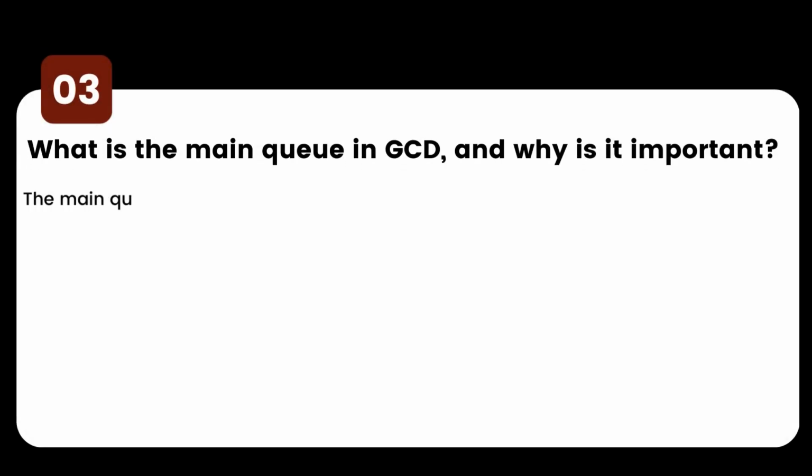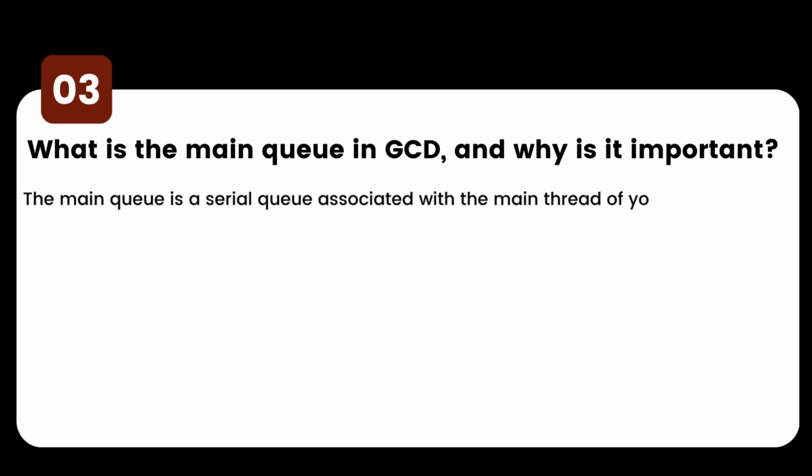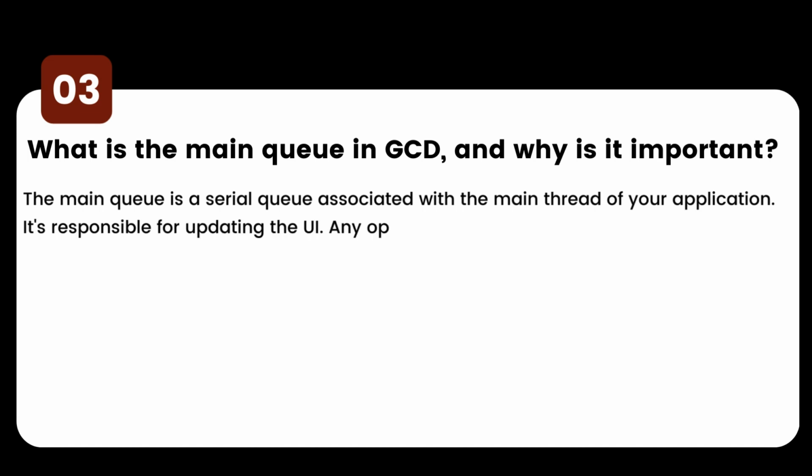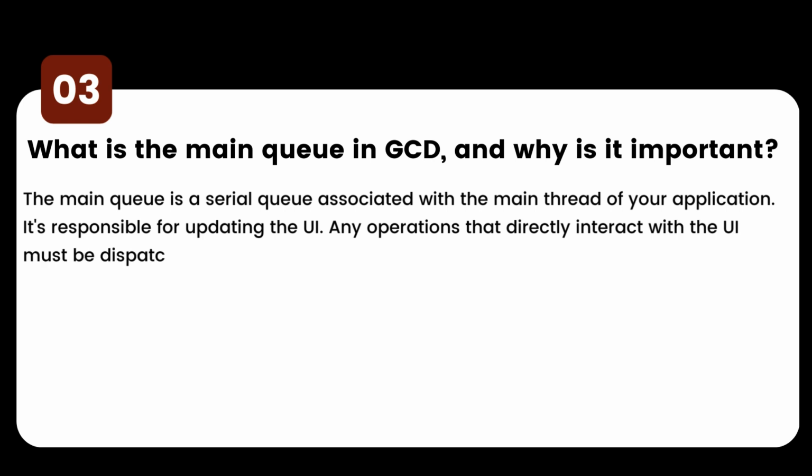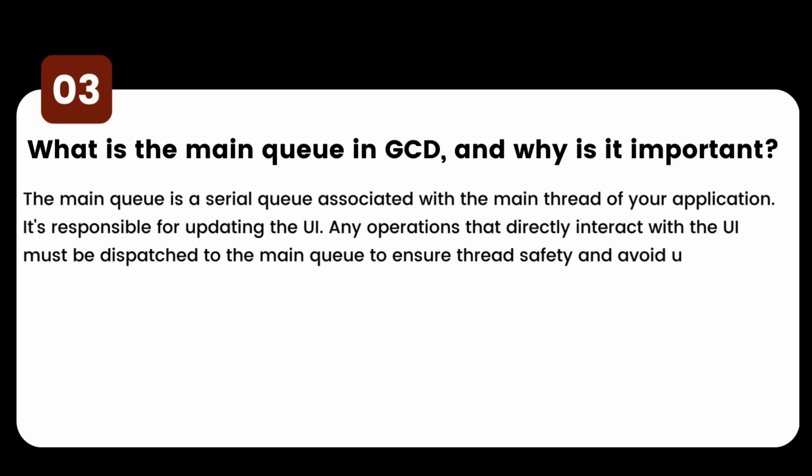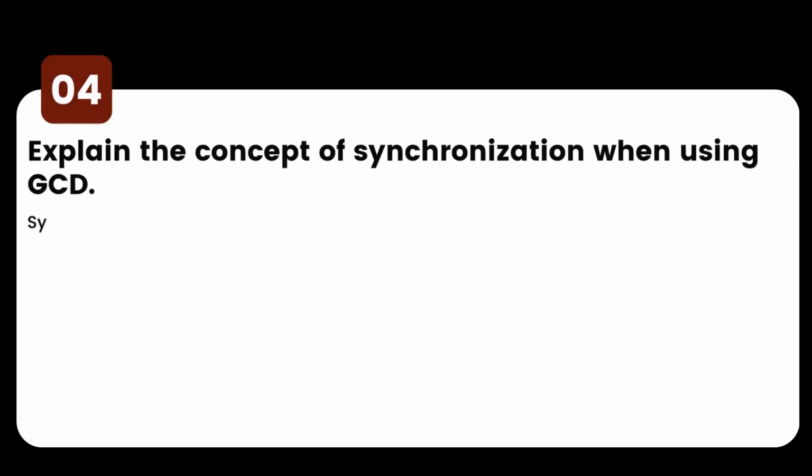Next, what is the main queue in GCD and why is it important? The main queue is a serial queue associated with the main thread of your application. It is responsible for updating the UI. Any operation that directly interacts with the UI must be dispatched to the main queue to ensure thread safety and avoid unexpected behavior.